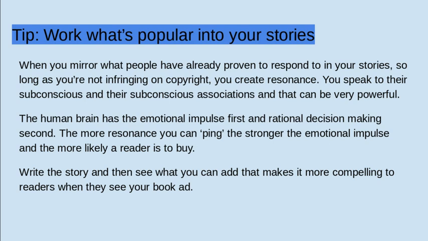The human brain has the emotional impulse first, and then the rational decision making is second. There's a lag. The emotional brain goes first. So when you grab onto the emotional brain and cause that part of the brain to light up, now you've got to get past the logical brain. That's your next hurdle as a writer who's advertising books. Your hooks have to be really, really strong to get past the rational brain. I think I'm actually going to talk about that.